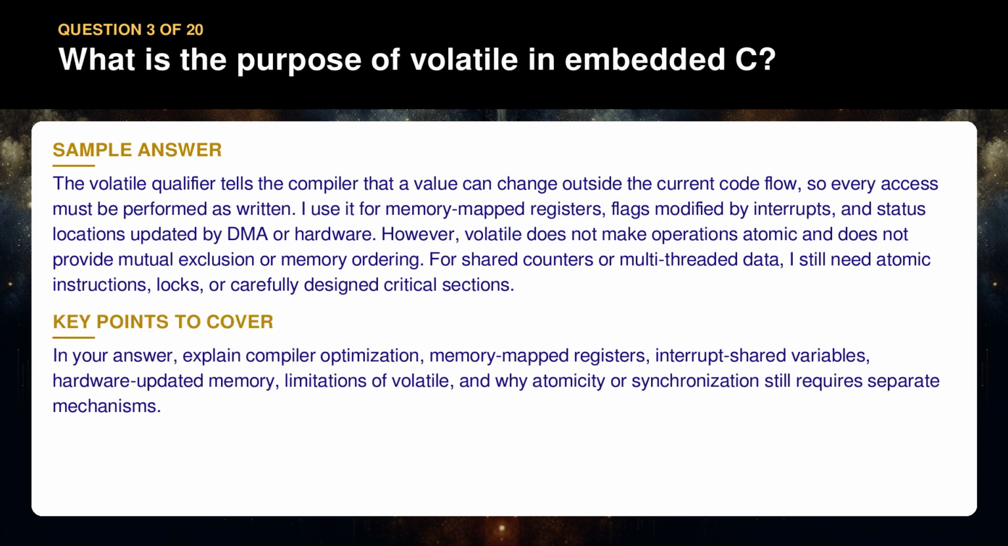In your answer, explain compiler optimization, memory-mapped registers, interrupt shared variables, hardware updated memory, limitations of volatile, and why atomicity or synchronization still requires separate mechanisms.